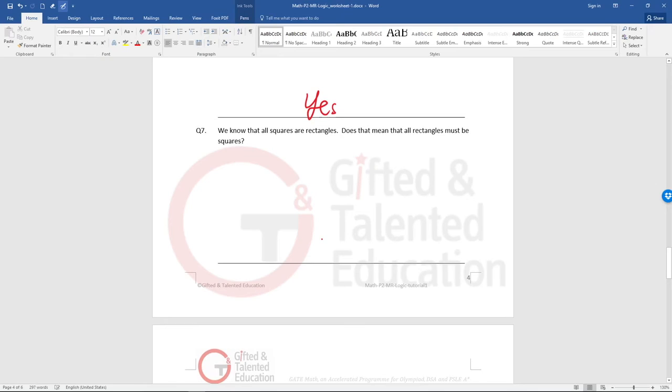Question 7. We know that all squares are rectangles. Does that mean that all rectangles must be square? The answer is no. For example, consider this figure. This is a rectangle, but it is not a square because this length is bigger than this length. So the answer is no.